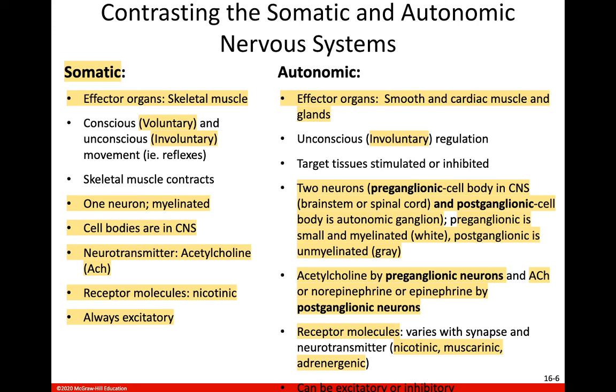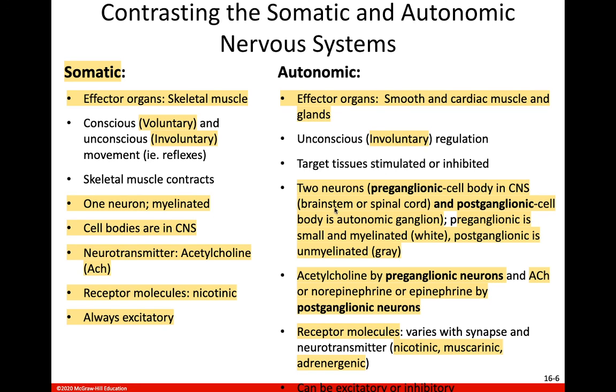So instead of stimulating those digestive organs to contract and digest the food, they can actually be inhibited. So these autonomic motor neurons can have either an inhibitory or a stimulatory effect on those effector organs. Also, as we said, the somatic involves one neuron leading from the CNS to the skeletal muscle to cause the skeletal muscle to contract.